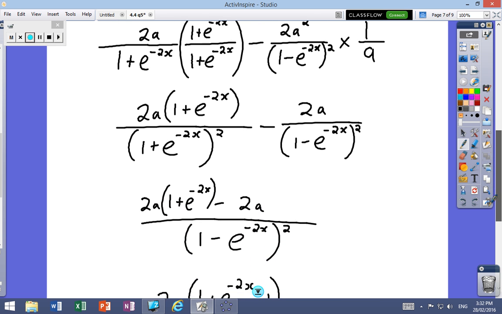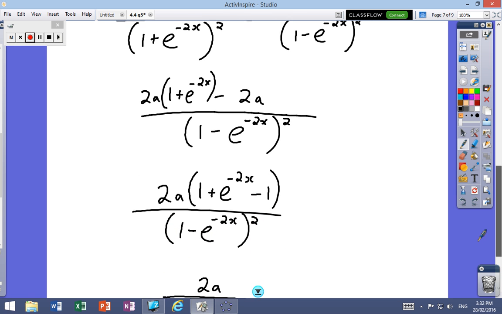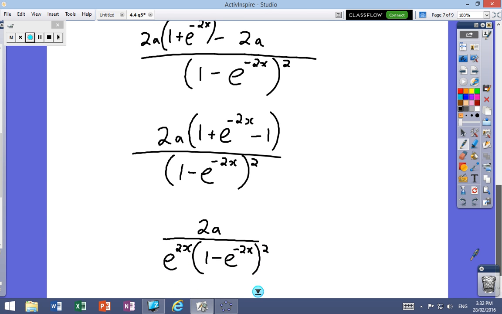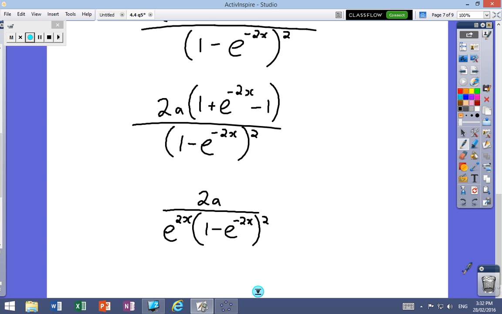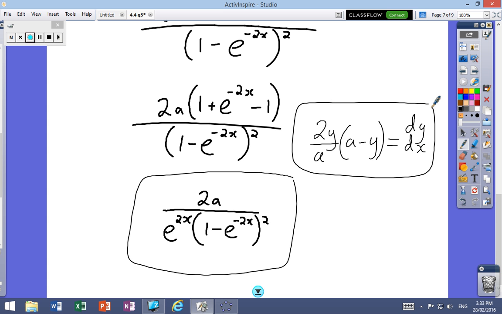Or pause it as you go. But as you can see, it's still substituting that value for y into the original function, and we again get the same result. We get that differentiation. So in this case, we can say that the expression 2y on a outside of a minus y is the same as our dy dx, and that's what we're meant to find. That's our statement.